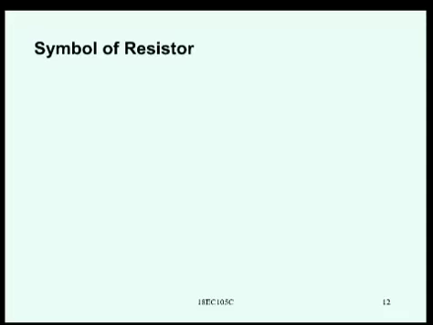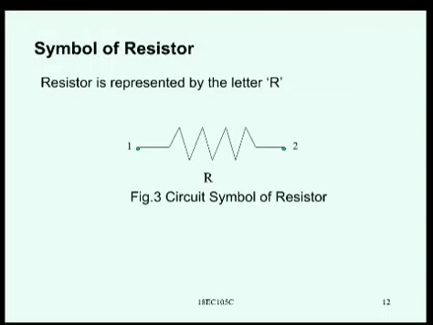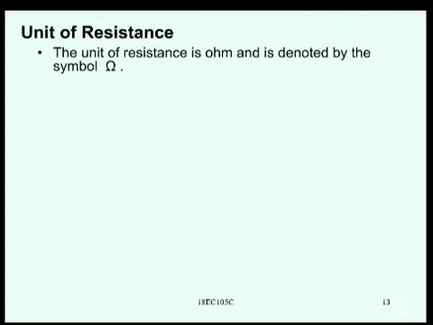The symbol is this. A resistor is represented by the letter R in all the circuits and it is drawn like this. The circuit symbol of a resistor is this. And sometimes there will be only two zigzag curves. So a resistor will have two ends or connector ends. Now the unit of resistance is ohm and is denoted by the symbol Ω.